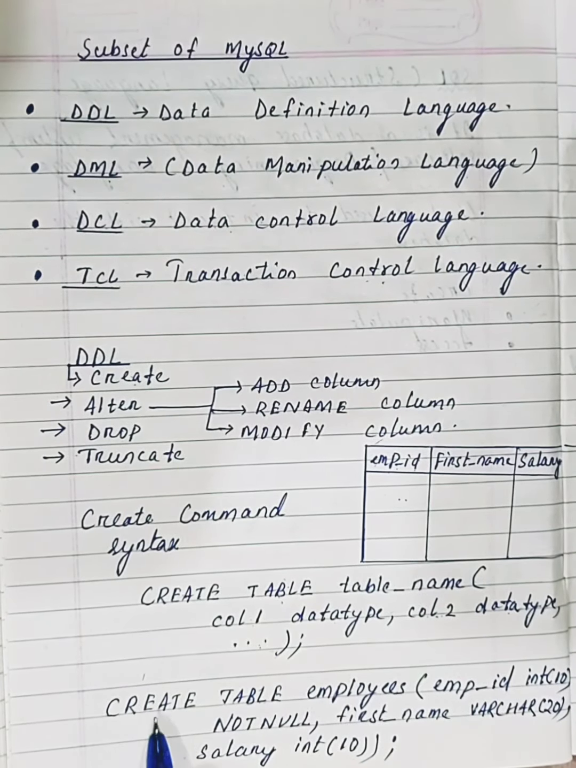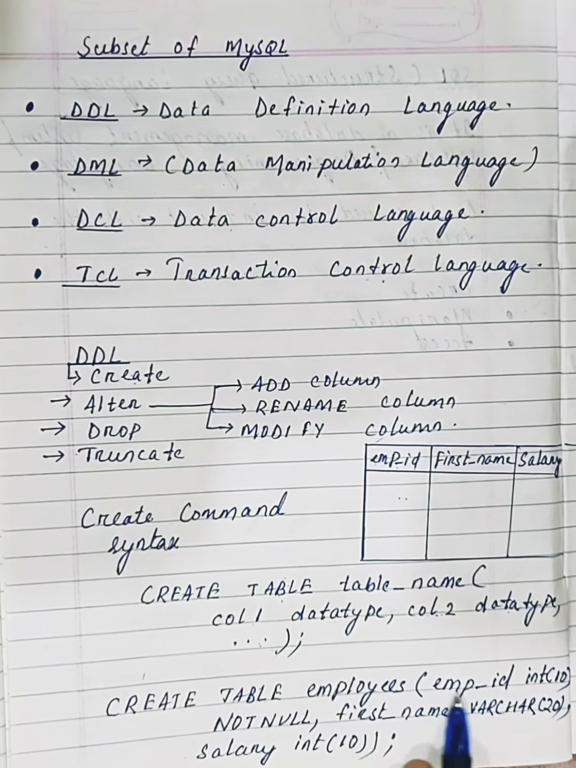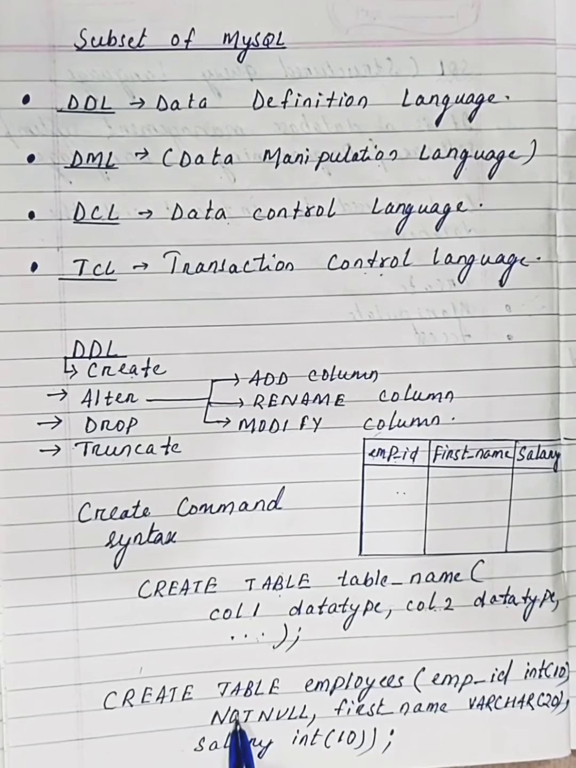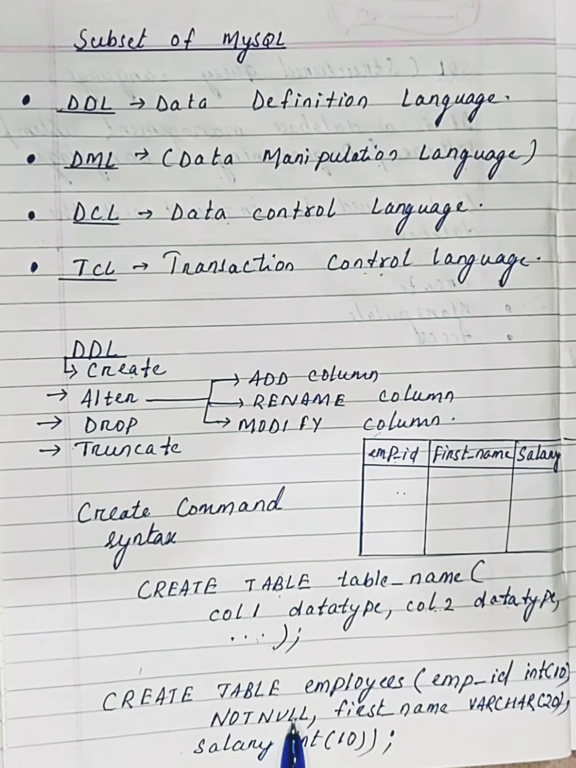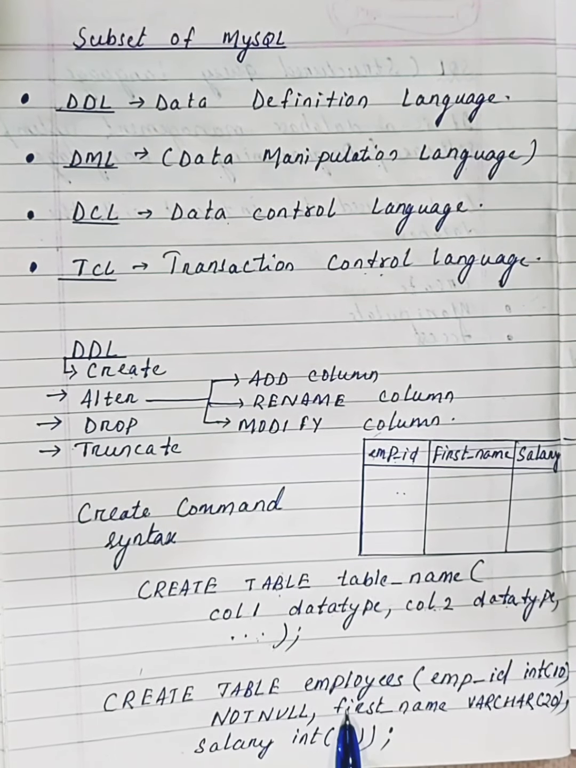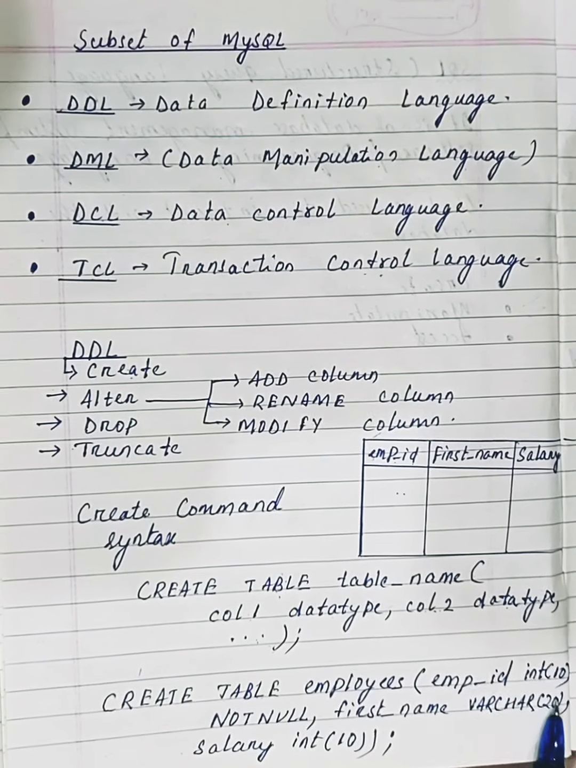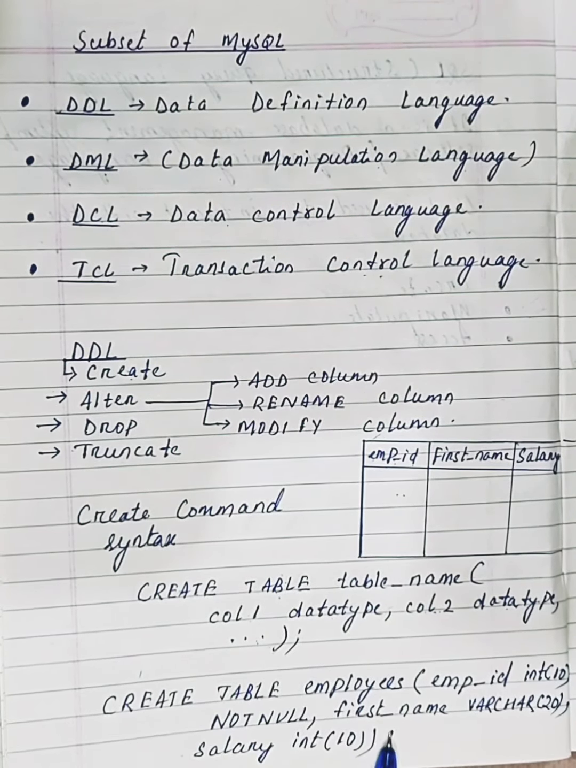Let's take one example, that is create table. Suppose the table name we want to create is employees. Then within round brackets the first column we want to name as employee ID, then data type is int, size 10, then we are specifying it shouldn't be a null value, like the employee ID column shouldn't be a null value, we have to enter some value there. Then comma, the second column is first name, its data type is varchar, the size is 20, then comma, the third column is salary, then data type is int, size is 10, then end of round bracket, semicolon.